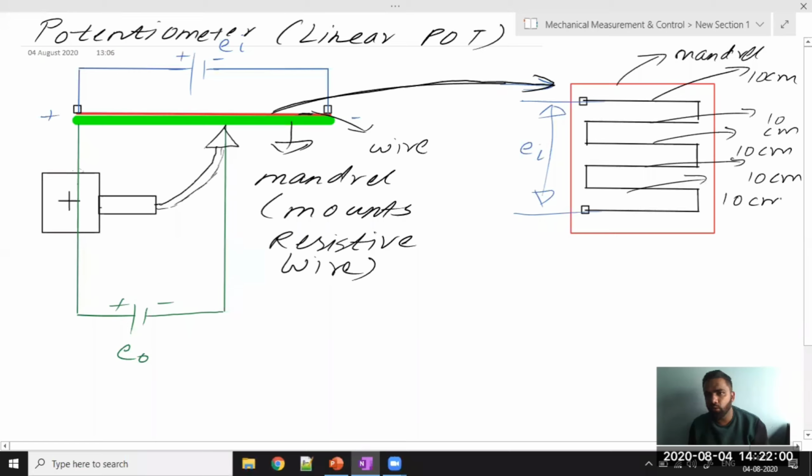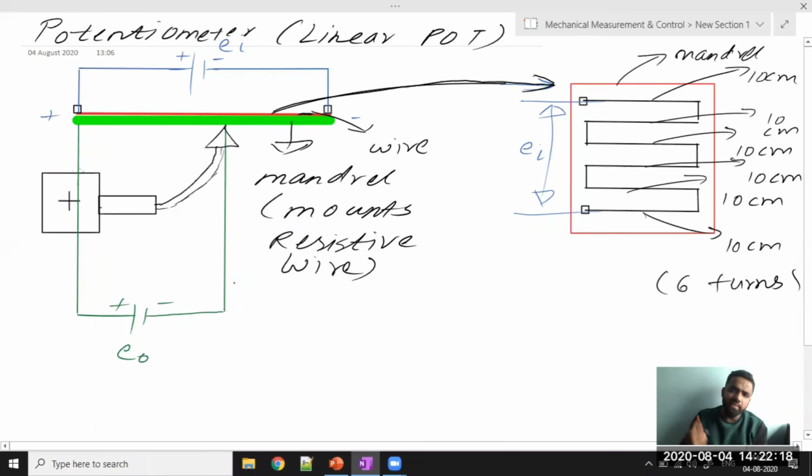Similarly, the last one will also be, 1, 2, 3, 4, 5, I think I have drawn twice. I have written 10, you can rub it. So this will also be 10 centimeter. So in total, you can see there are 6 turns in a linear pot, right?